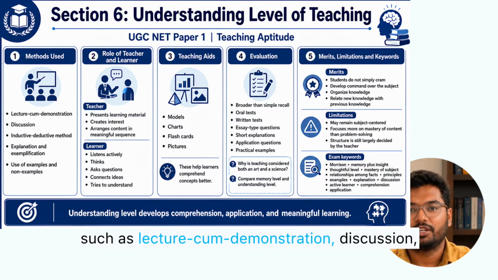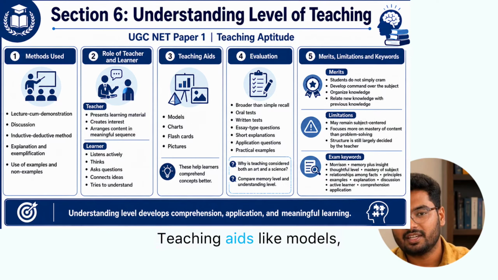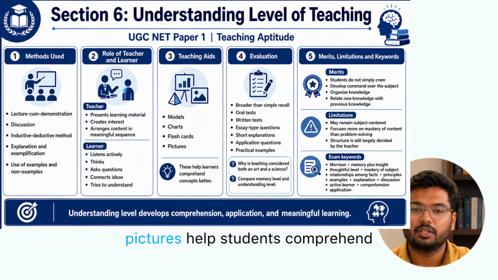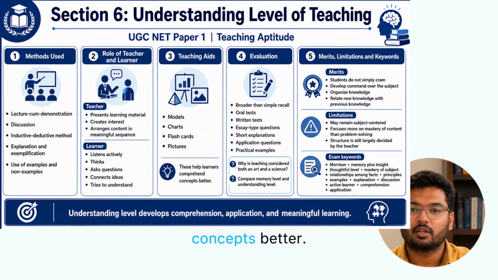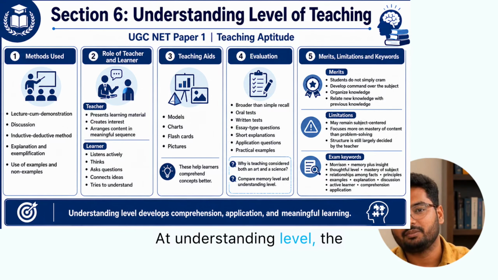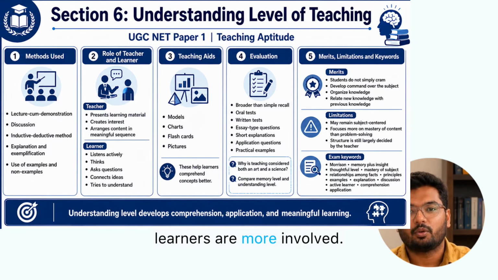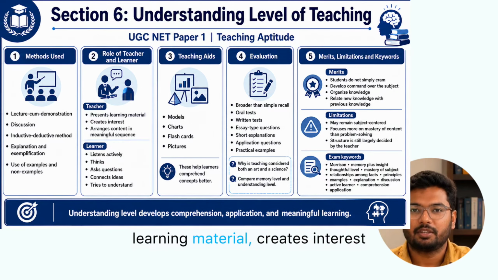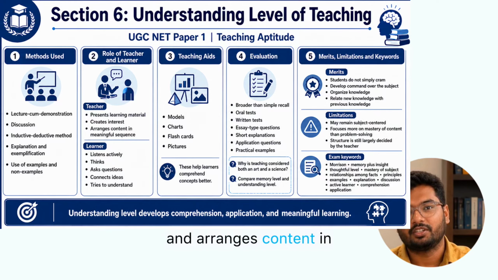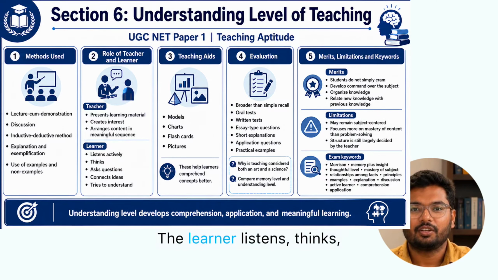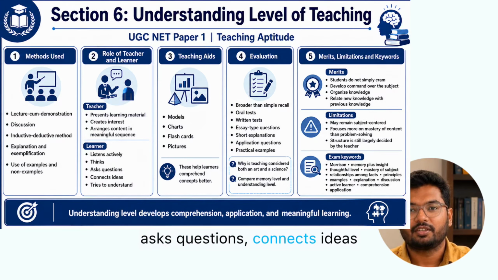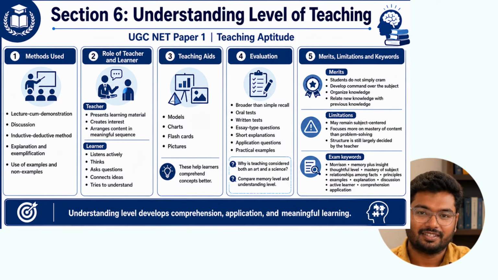For example, while teaching effective teaching, the teacher may give an example of clear instruction and a non-example of confusing instruction. Teaching aids like models, charts, flashcards, and pictures help students comprehend concepts better. At understanding level, the classroom becomes more active than memory level. The teacher still plays a significant role, but learners are more involved. The teacher presents the learning material, creates interest, and arranges content in a meaningful sequence. The learner listens, thinks, asks questions, connects ideas, and tries to understand.